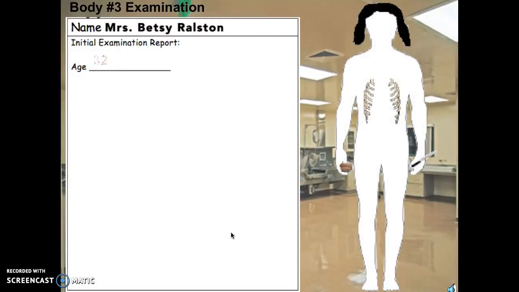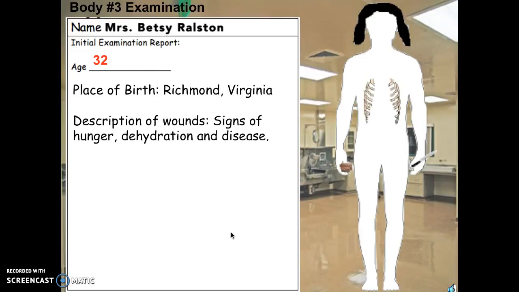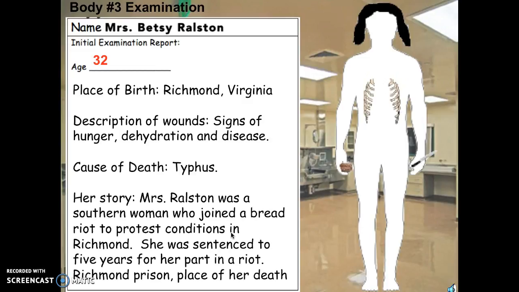All right, body number 3 is that of Mrs. Betsy Ralston. Okay, she's 32 years old. She's from Richmond, Virginia. She showed signs of hunger, dehydration, and disease. Her cause of death is going to be typhus that she contracts when she's in prison. Her story is that she was a Southern woman, and she was likely a mother of children. Her husband was likely off to war.